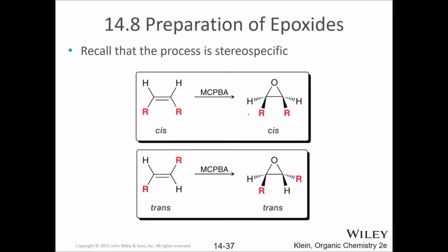Now, the process is stereospecific. We're going to take oxygen and add it to one side of that double bond. Do you see that? So the oxygen's going to go maybe here, or here. Can you see that? Okay, if we do it like this.